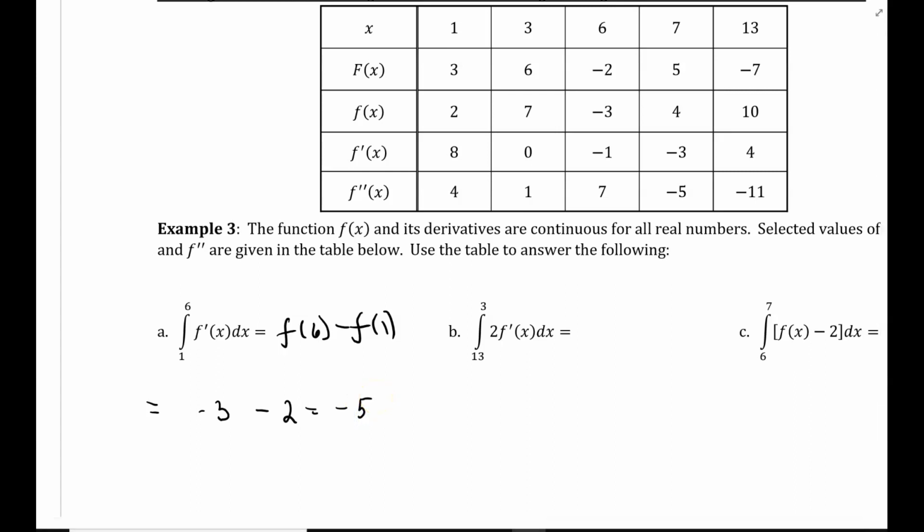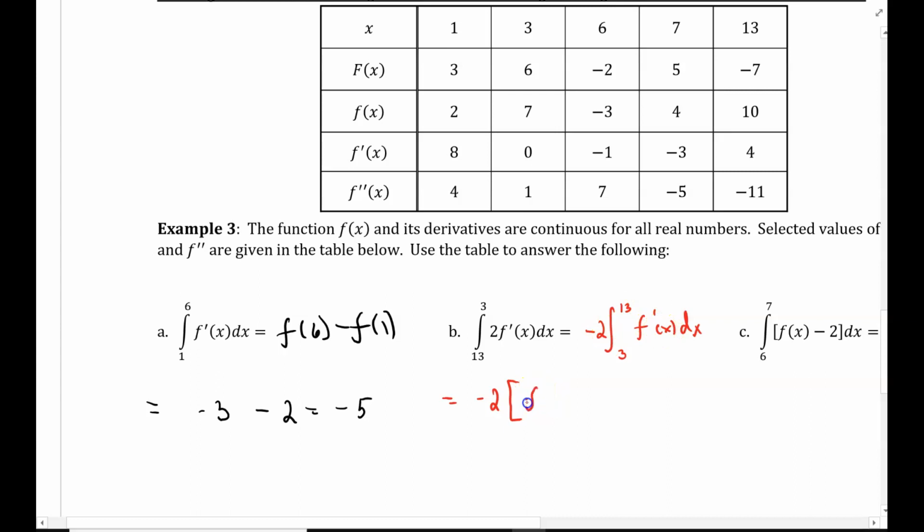B, the integral from 13 to 3 of 2 f prime of x dx. Well, I'm going to go ahead and fix my limits and also pull out that 2 as a constant factor. And I have f prime of x dx, okay? So this is equal to negative 2. I'm just going to let that sit on the outside.